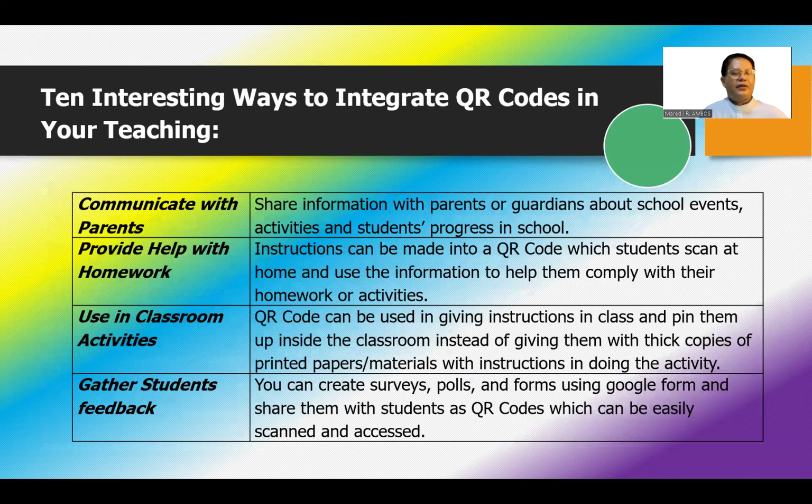Then we have communicating with parents. We share information with parents or guardians about school events, activities, and students' progress in school. We can also provide help with homework. Instructions can be made into a QR code which students can scan at home and use the information to help them comply with their homework or activities. We also have classroom activities. QR codes can be used in giving instructions in class and pinned up inside the classroom instead of giving thick copies of printed materials with instructions for doing the activity. And the last is to gather students' feedback. You can create surveys or polls.